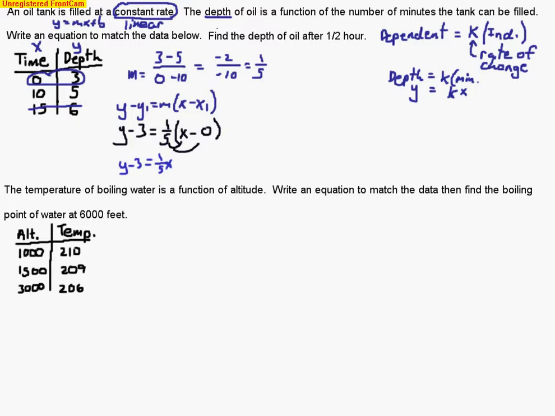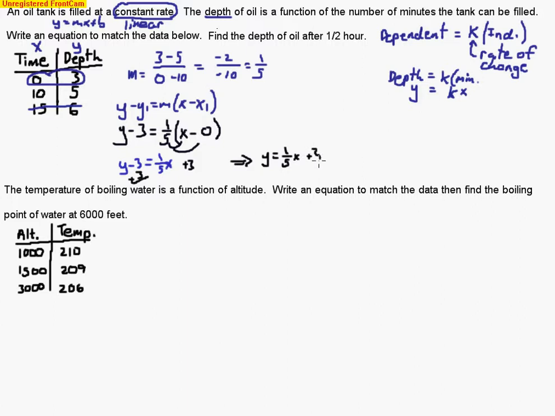So you do that by just doing one, or the y by itself. So you do that by doing this one step. You just add 3 to both sides. So our equation would be this. We would have y equals, and then it would be 1/5 x, and then we would have our plus 3.